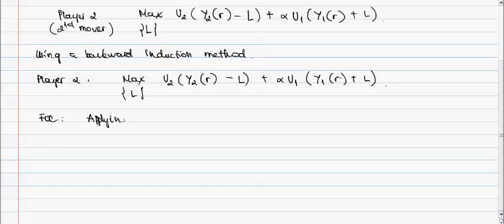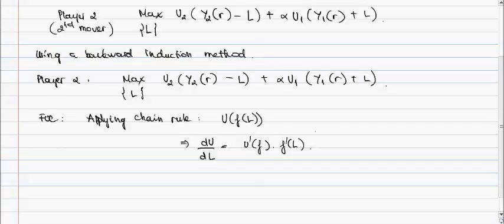I'm just specifying the rule over here. The chain rule is: if you have u as a function of f and f as a function of L, and you want to differentiate u with respect to L, you differentiate the outside function with respect to the variable inside the bracket, which is u dash of f, times f dash of L. So that's the chain rule.